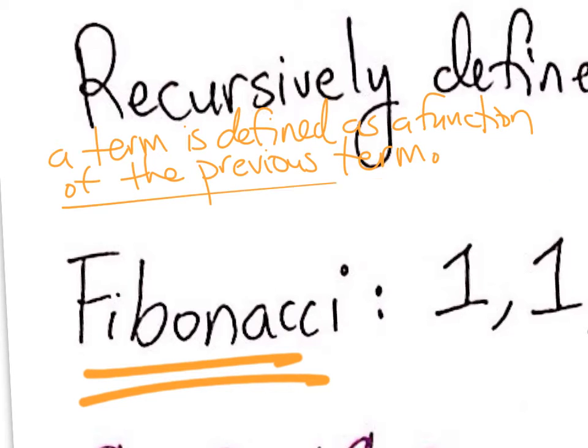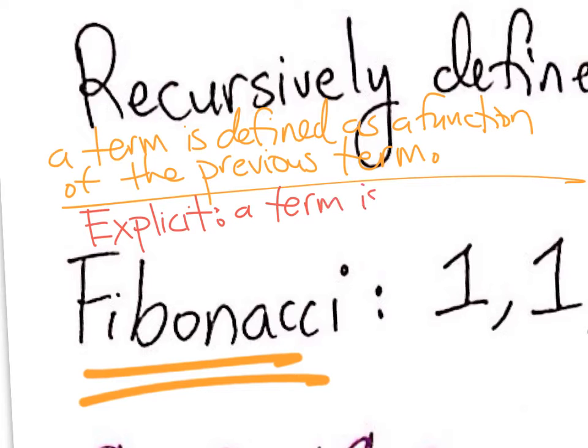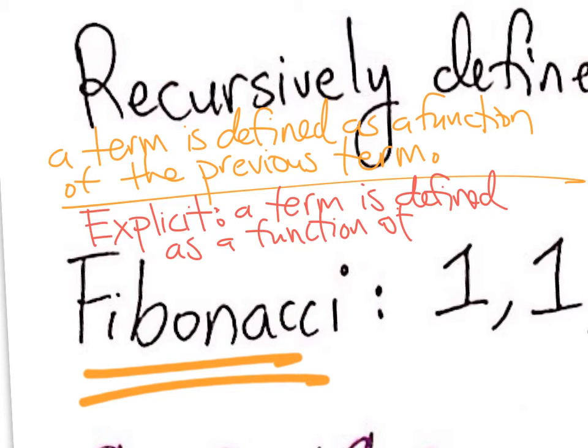And kind of doing this out of order, but if we were to similarly define an explicit formula, we would say that a term is defined as a function of, and what do you think? As a function of the term number. The term number. So when we say what's the 100th term, if what we know is a recursive formula, it means we have to know the 99th term.